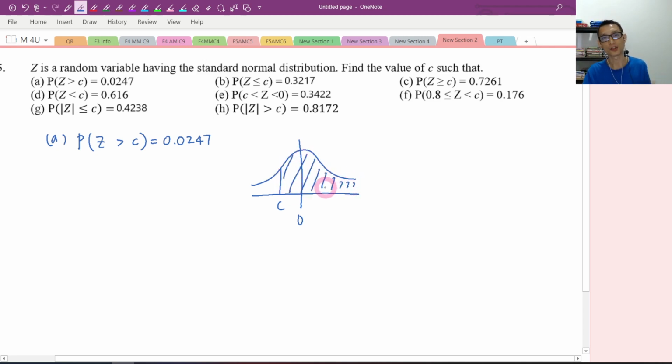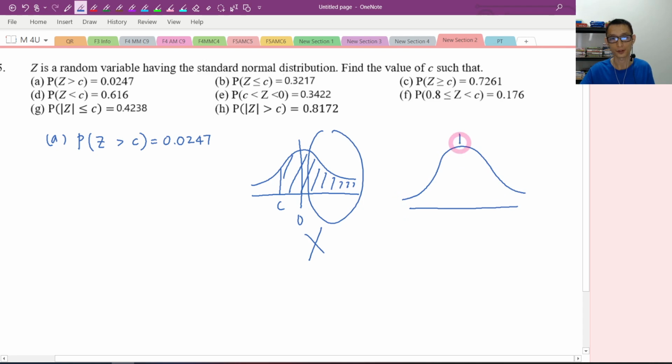And we know that this is not possible. Why? Because this is 0.5, this is 0.5. If you look at this diagram, you know that the answer should be more than 0.5, right? But this is less than 0.5. So we know it's not this situation. This is not a correct one. So let me sketch another diagram for you. The C is somewhere around here. Now, definitely the area here will be less than 0.5, right? So this diagram is the situation for this. So we know that our answer for C will be a positive value.